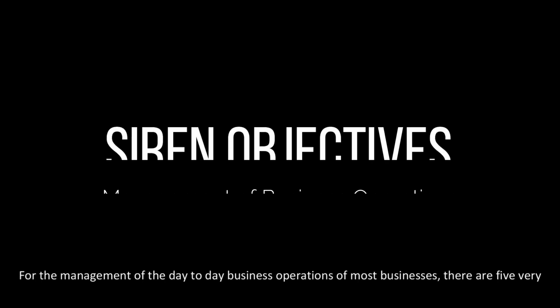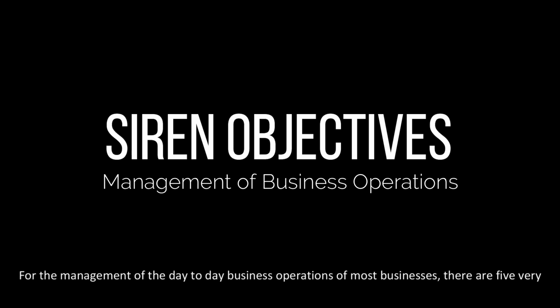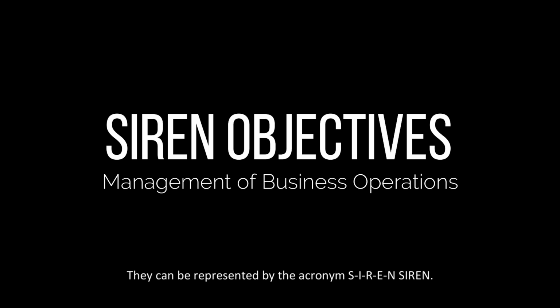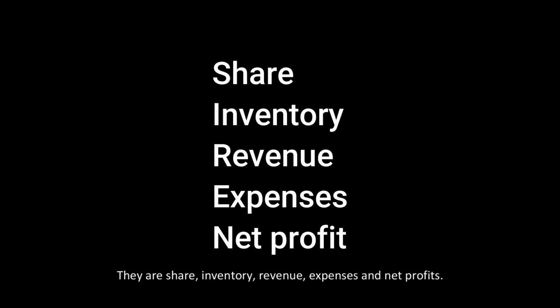For the management of the day-to-day business operations of most businesses, there are 5 very important business objectives, be it a retail business or a manufacturing business or some other businesses. They can be represented by the acronym SIREN. They are share, inventory, revenue, expenses, and net profits. Let us look at these 5 objectives one by one.